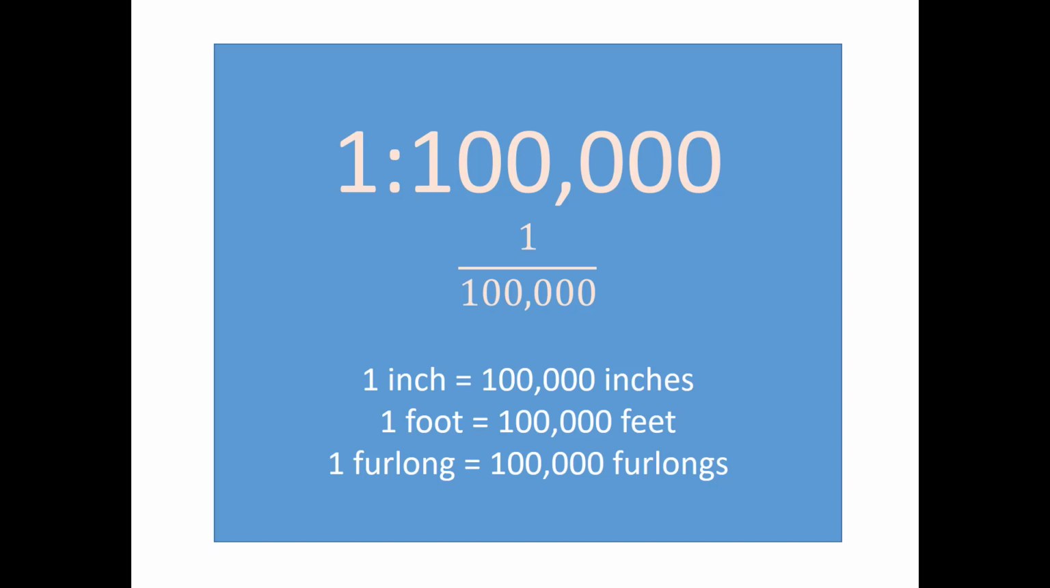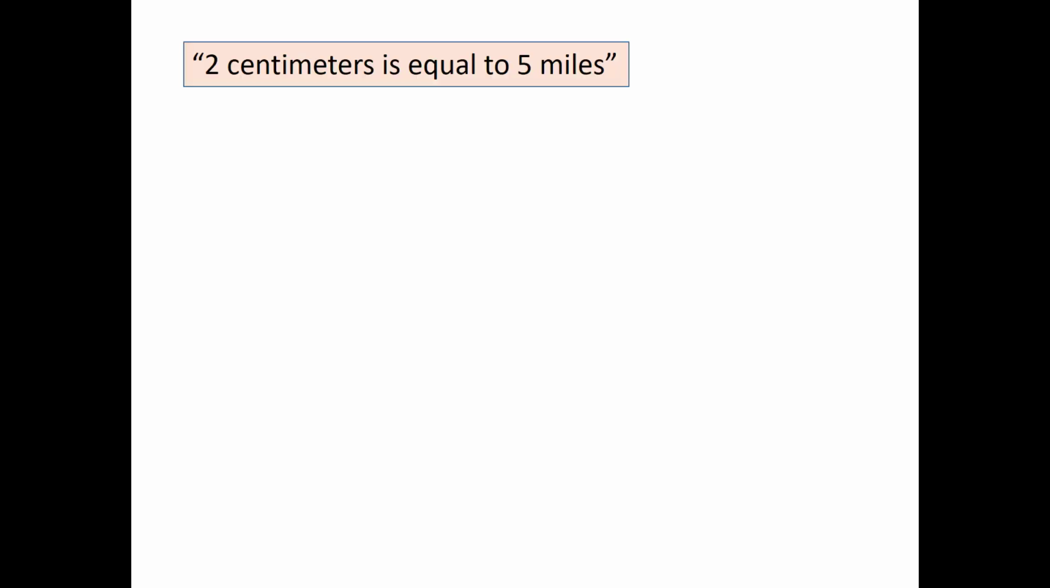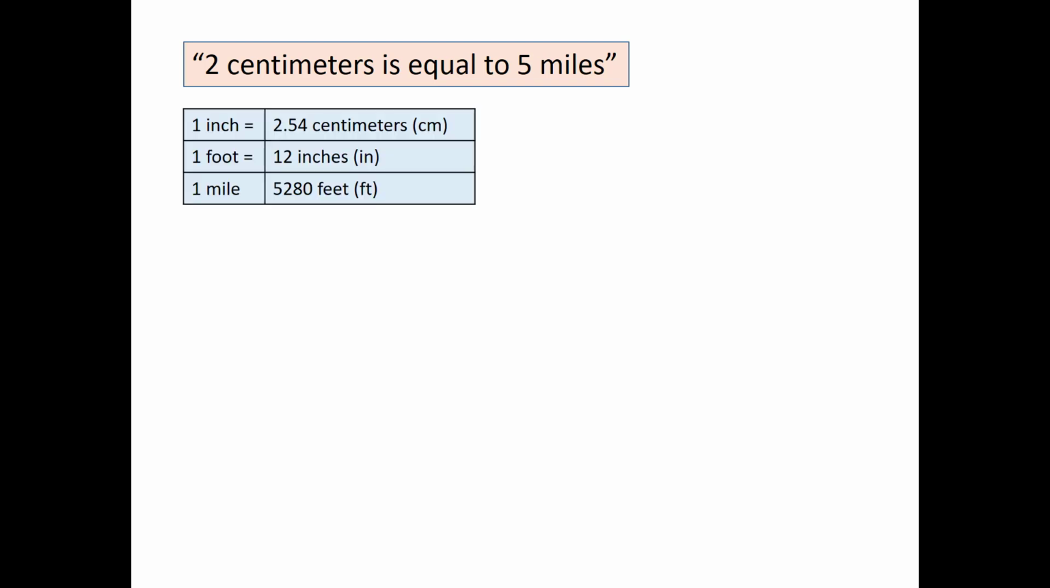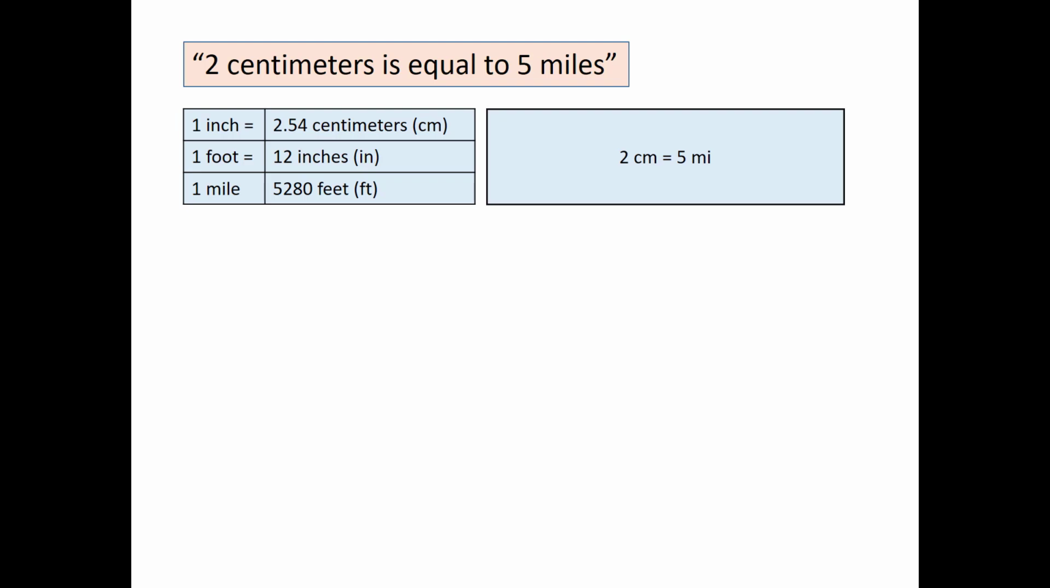So let's look at an example of a more complicated verbal map scale and go over how to convert it to a dimensionless ratio. Our verbal map scale is 2 centimeters is equal to 5 miles. As a reminder, here are our conversion factors. 1 inch is equal to 2.54 centimeters, 1 foot is equal to 12 inches, 1 mile is equal to 5,280 feet. To start out with, let's write our verbal scale as an equation.